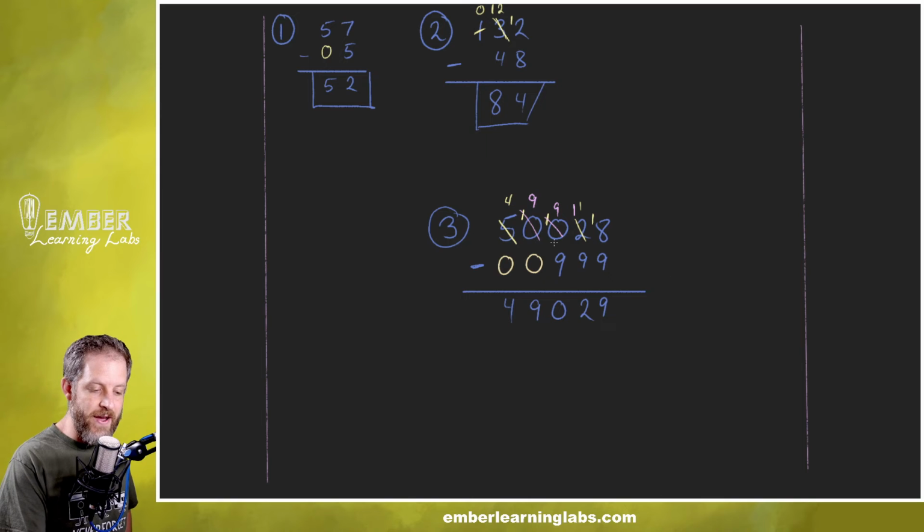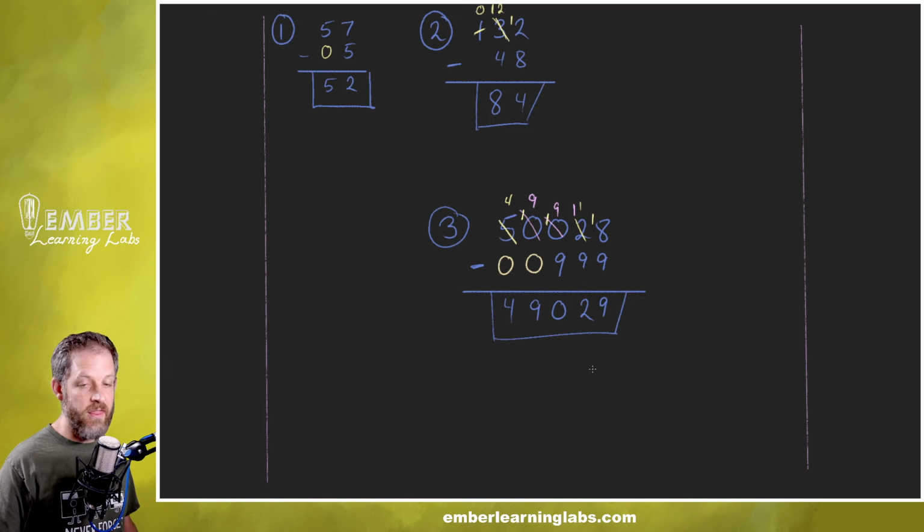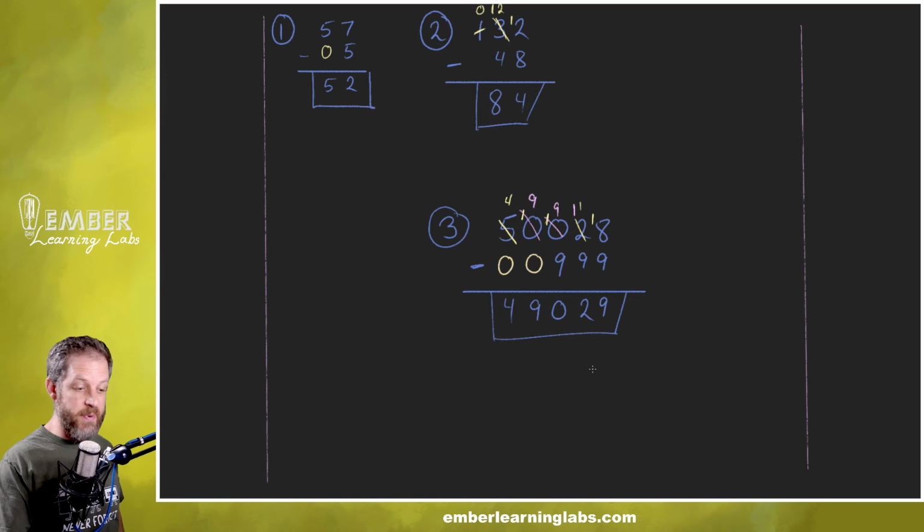So our answer to 50,028 minus 999 is 49,029. Okay. There it is. So it's pretty easy peasy. Borrowing is a little scary, especially when we get zeros in there. We'll get lots of practice.